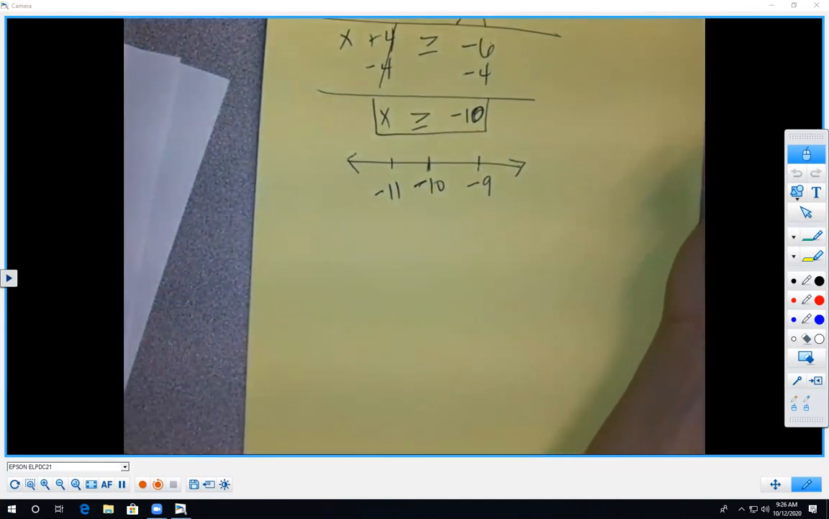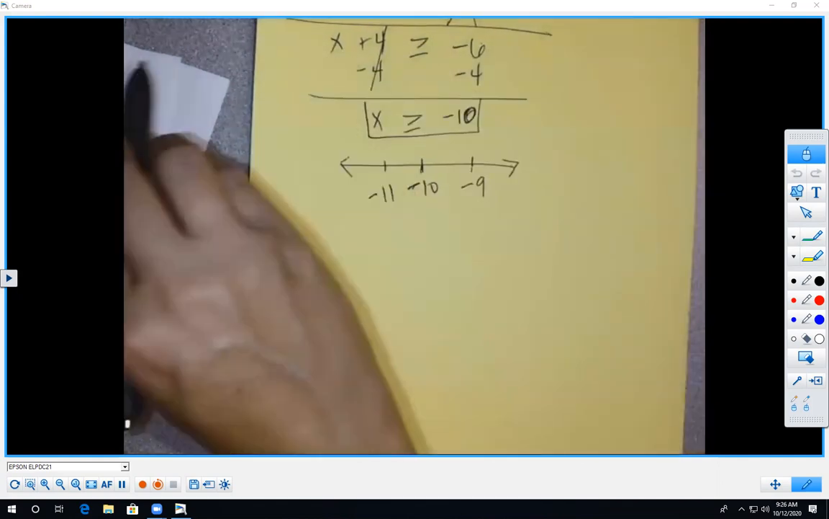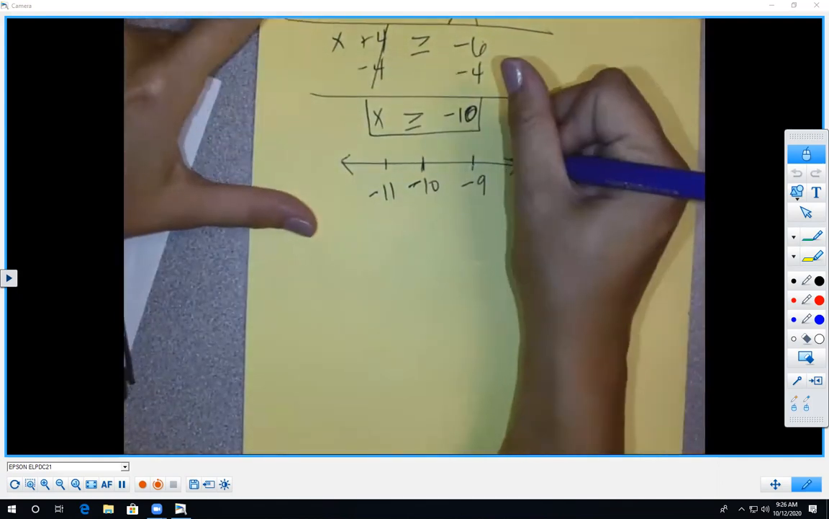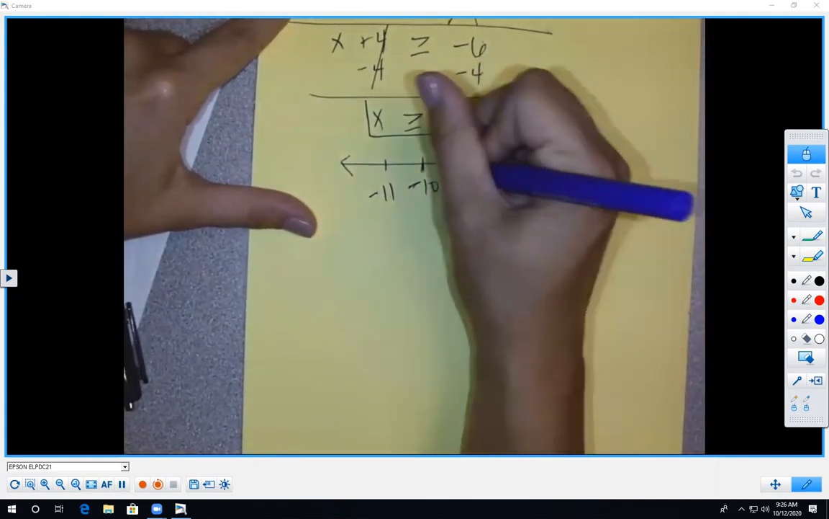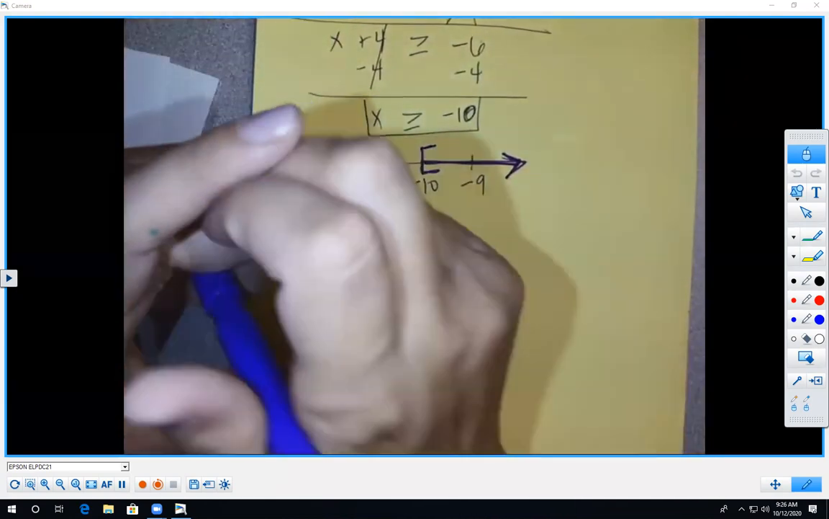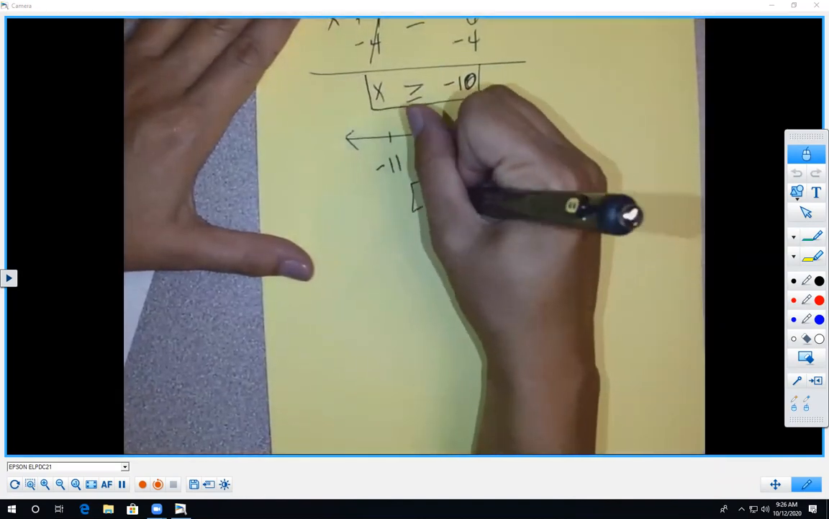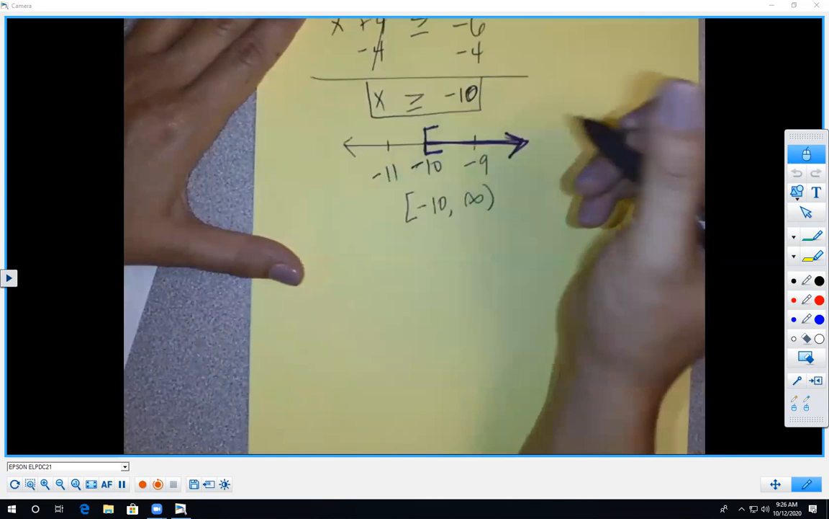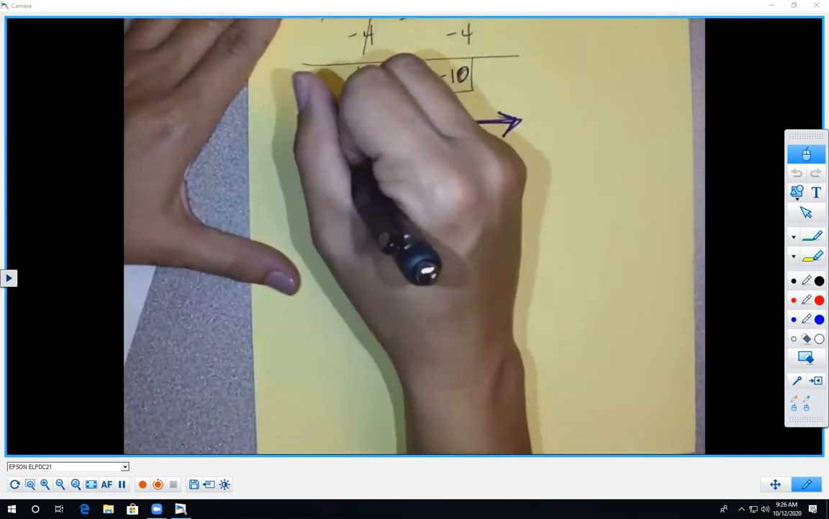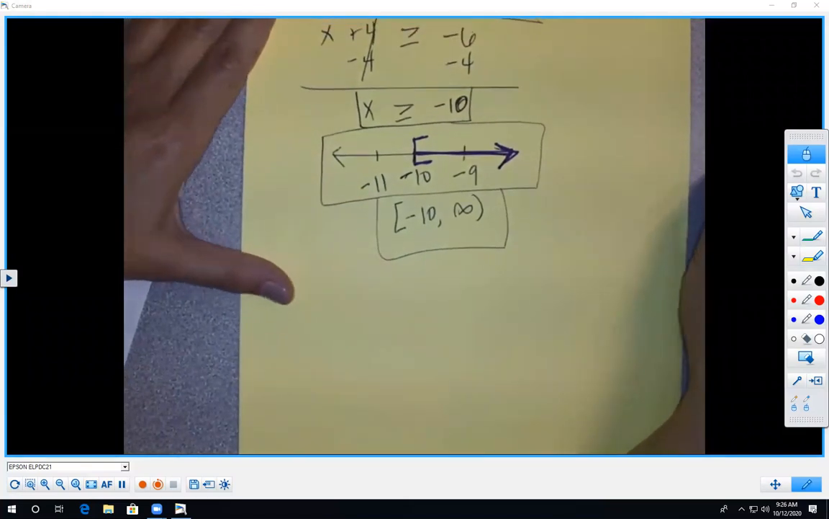Am I going to have a parenthesis or a bracket at -10? Bracket, because it has an equal to sign underneath it. Which way am I shading, to the left or to the right? To the right, because it's greater than. So when we write that in interval notation, it's going to be -10 to infinity. So there's the 3 parts to your answer.